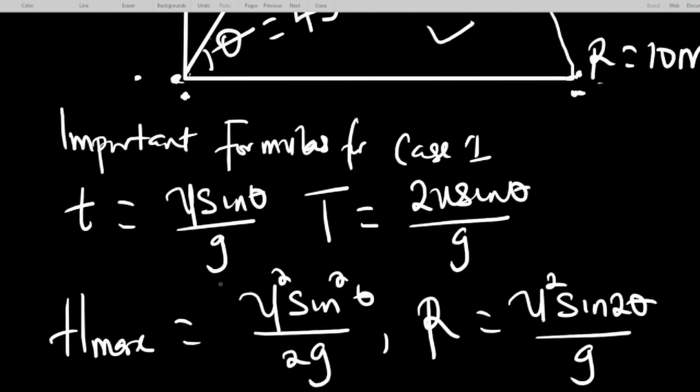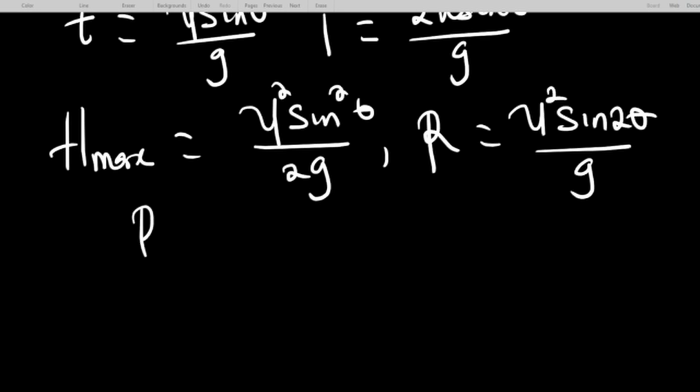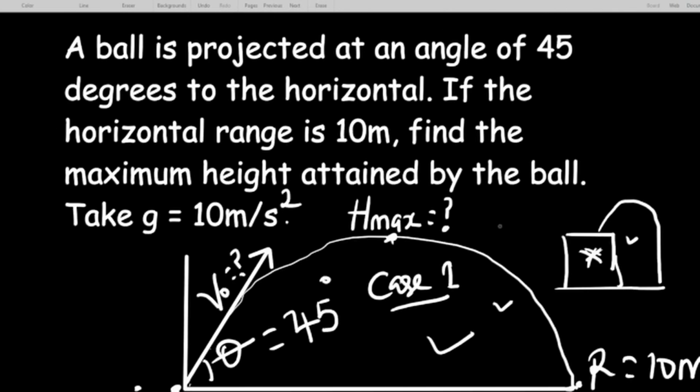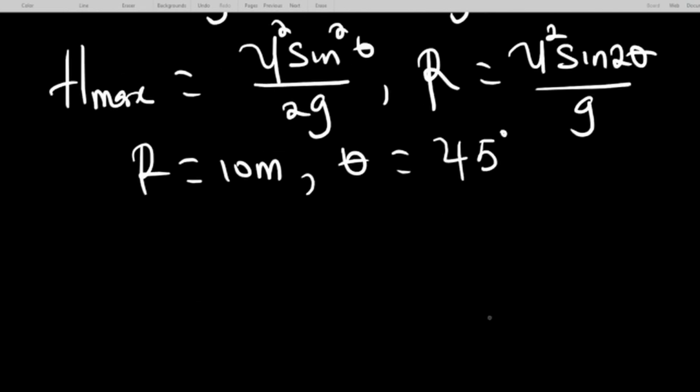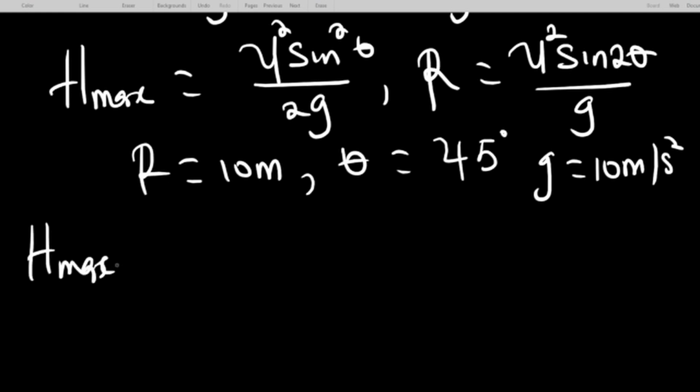They say we should find the maximum height. Okay, so let's solve the question together. Here we have the range to be 10 meters. We have our theta to be 45 degrees. Were we given the initial velocity? No. So we have our g, which is 10 meters per second squared. All right. Now, what do we do in this case? We have the h max. The formula for the h max is equal to u squared sine squared theta all over 2g.